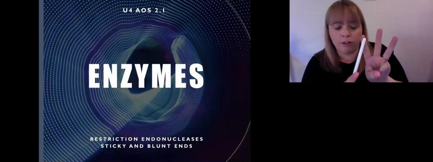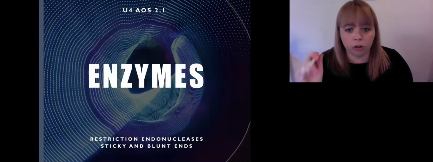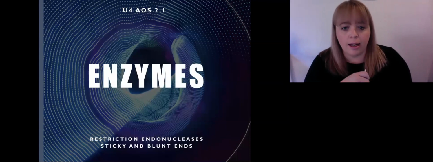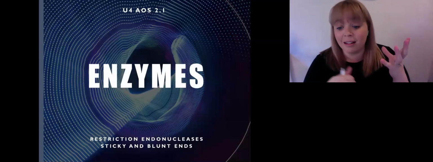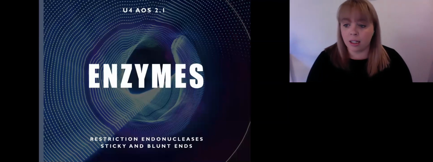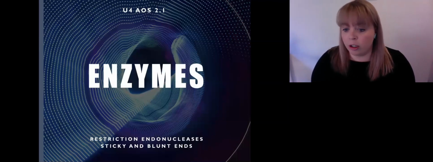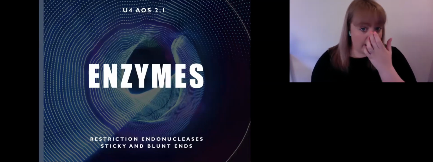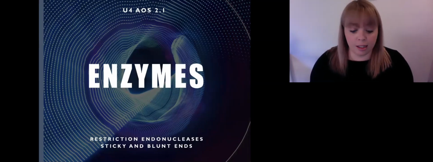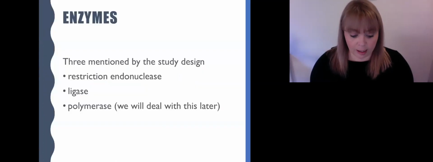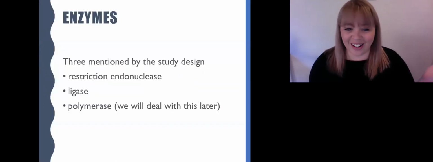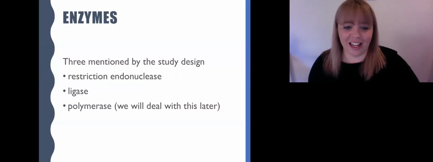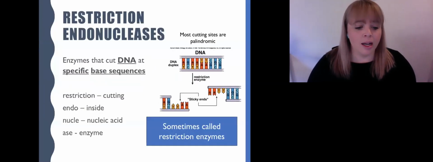I'm going to talk about the first one in this video, which is restriction endonucleases, and the production of what we call sticky ends and blunt ends. So this is the rest of page 2 we should be filling in now. To begin with, let's look at restriction endonucleases and what that means. As I said, the 3 that you need to know are the restriction endonucleases, the ligase, and the polymerase.